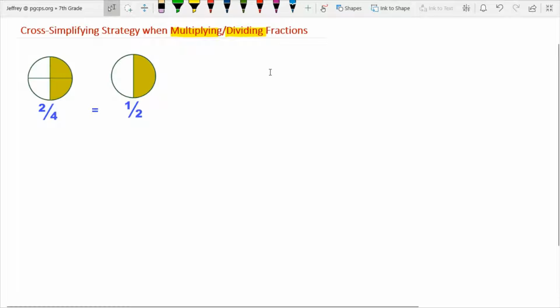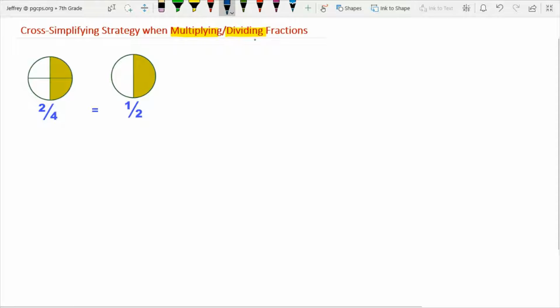All right, students, let's review how to cross-simplify. Other people call it cross-cancellation when multiplying or dividing fractions. So why did I include dividing? Because we know that dividing is the same thing as multiplying by its reciprocal.